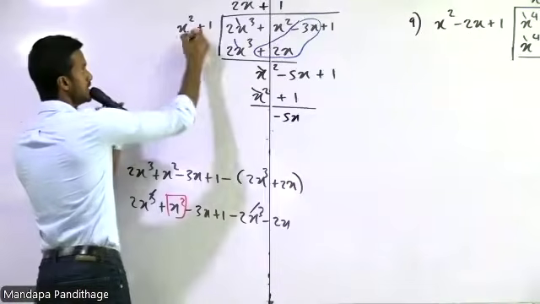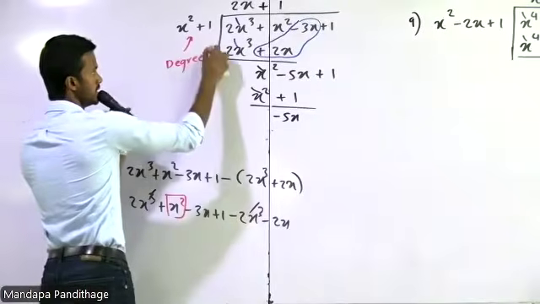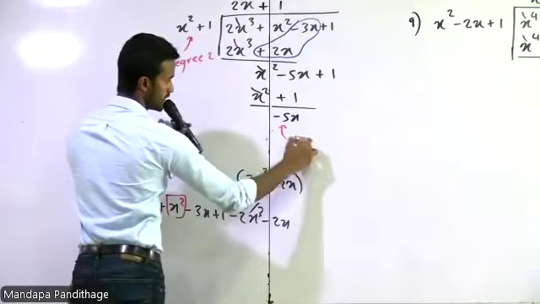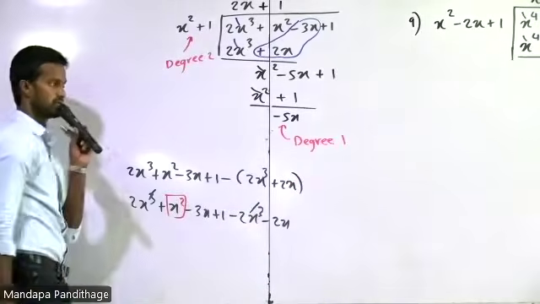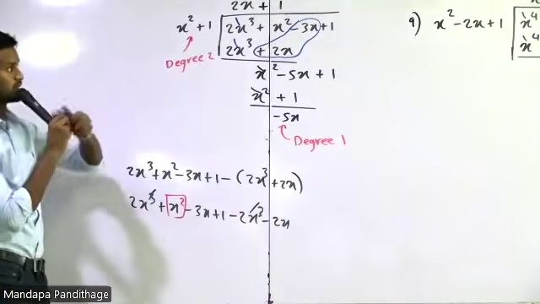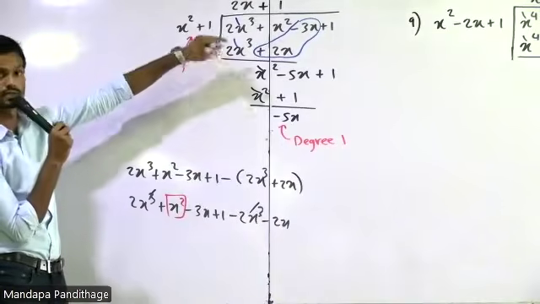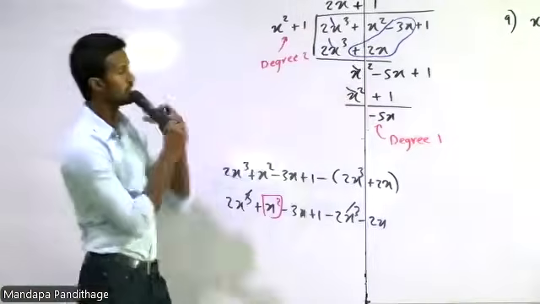Clear? Here the degree is 2, but here the degree is 1, which means we have to stop the long division. Division terminates here. Clear? Okay, hands up who understood this question. Next one, I need the entire class to lift their hands.